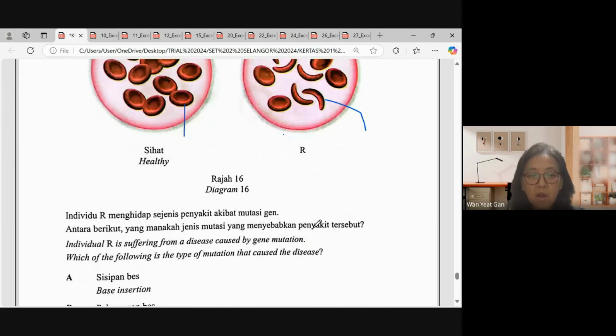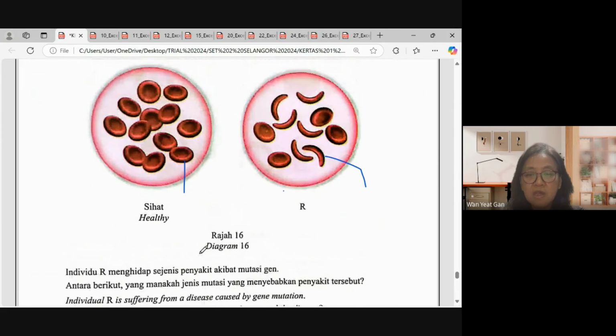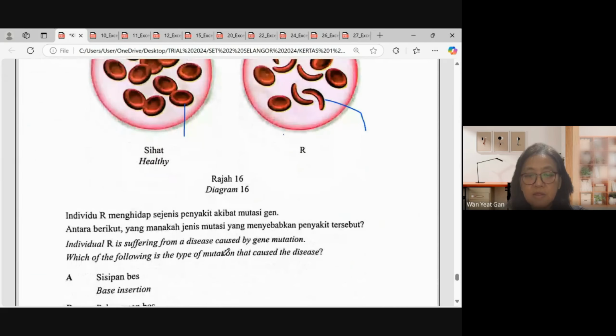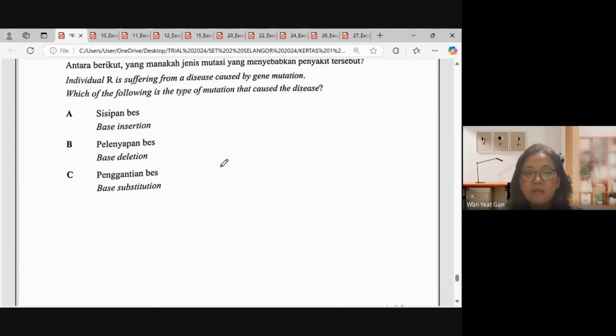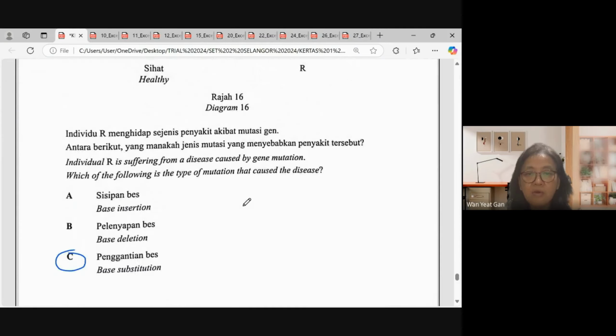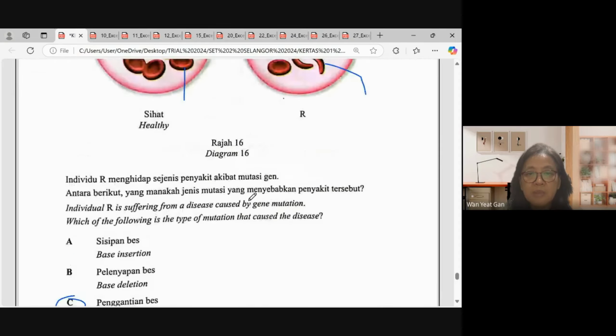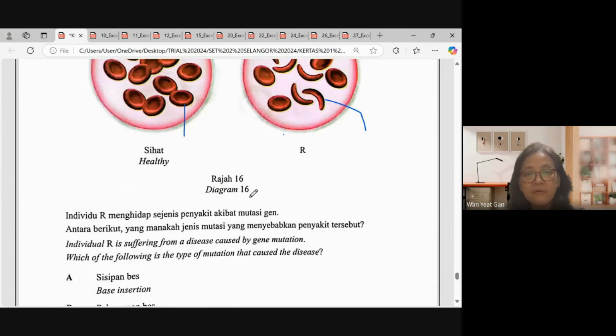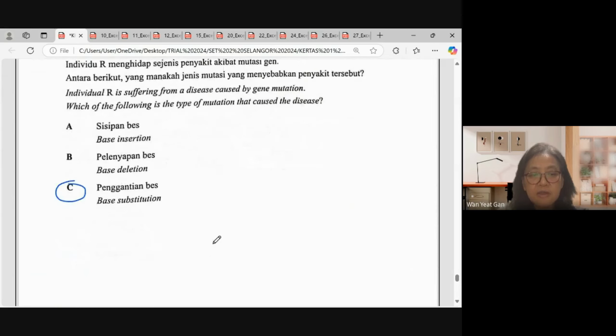Which individual, R, is suffering from a disease caused by gene mutation? Which type of mutation causes this disease? It's base substitution, where one of the bases is substituted, so that results in the wrong amino acid being used to form the protein. That means a defective protein is synthesized, which is abnormal hemoglobin. So the answer is C.